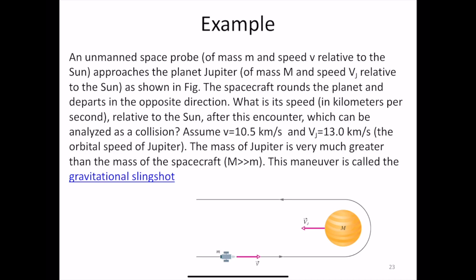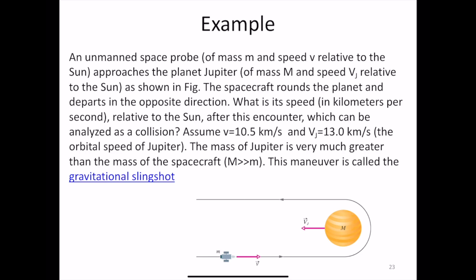So what's happening here is that you have a probe that's moving towards the planet Jupiter, right? You're given the velocity of the probe. And it rounds Jupiter, it goes around Jupiter and then comes back at a very high velocity, right? You'll find that the velocity is quite large. So you might be wondering, how is this a collision? Like they didn't really slam into each other.